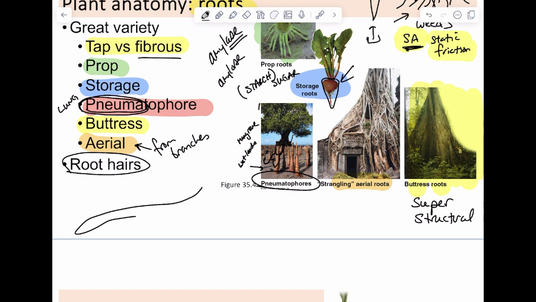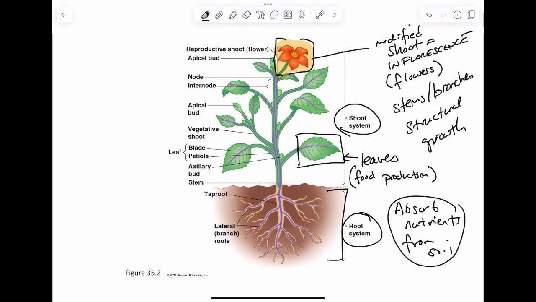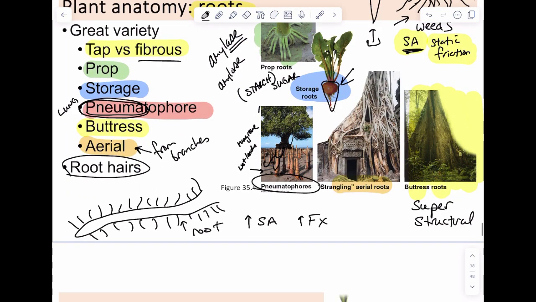So, I have a root. I am root. On that root, there's going to be tiny hairs that stick out. Some of these you can see, most of them are microscopic and you can't see them. What are they doing? Increasing surface area. And if you increase surface area, you increase its function. And if the main job of roots is to absorb nutrients from the soil, by adding root hairs, we can exponentially increase the nutrient gathering ability of these roots from the soil.